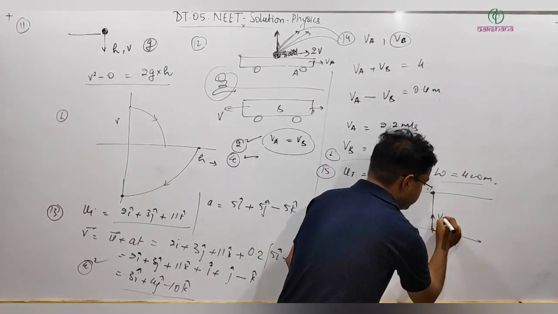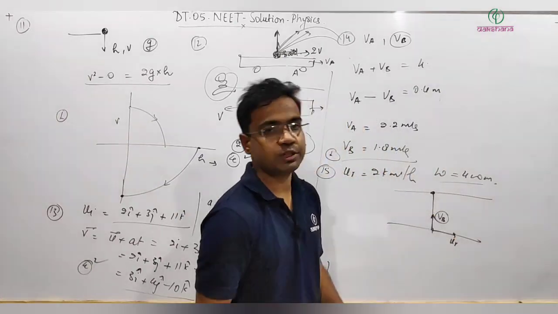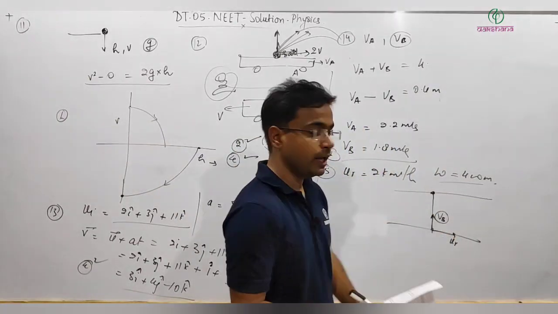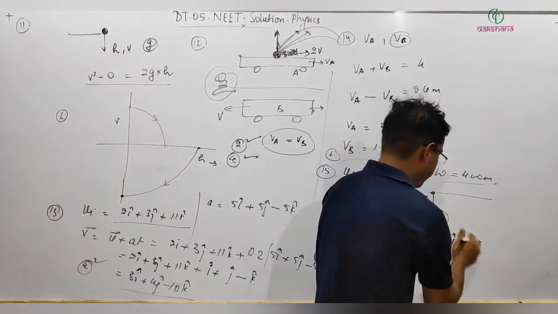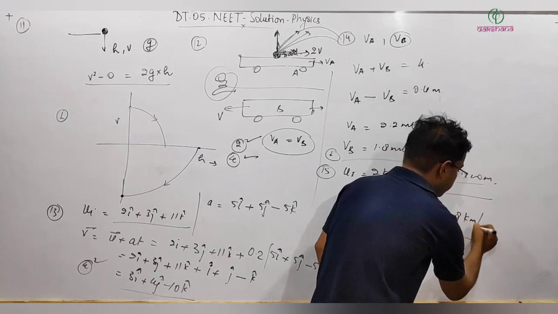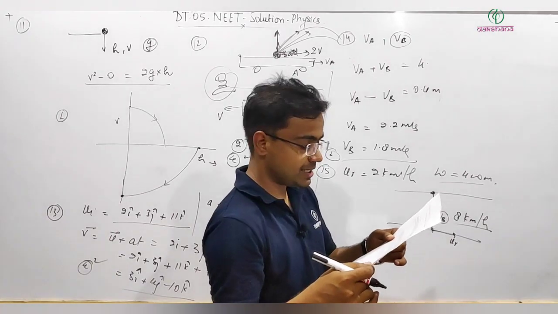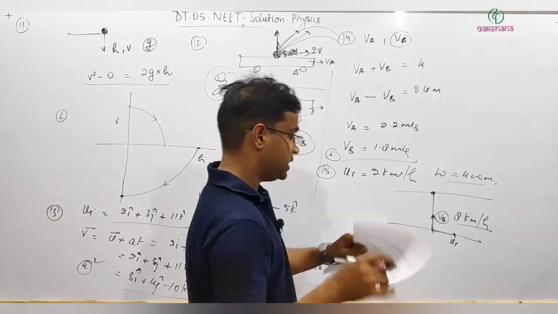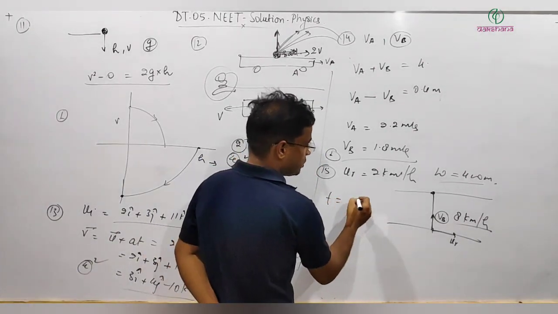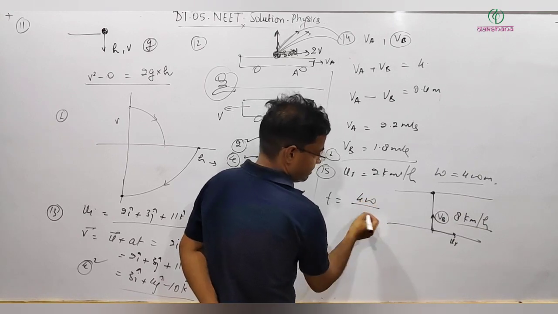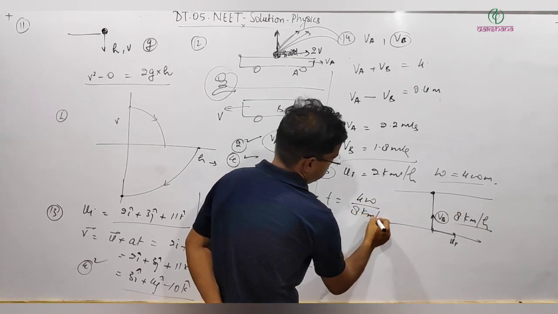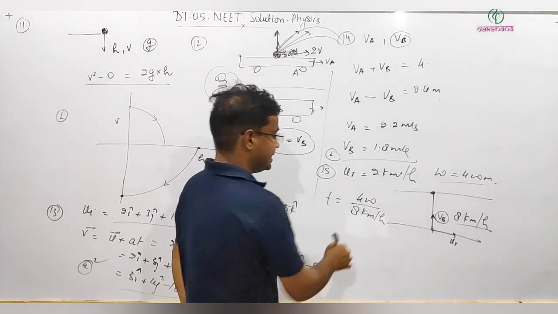So this is v, the velocity of the boat with respect to the river, and this is given as 8 kilometer per hour. Then it's asking for the drift obtained on reaching the opposite bank. First, time is equal to 400 divided by 8 kilometer per hour. Let me write it. This is the time taken.